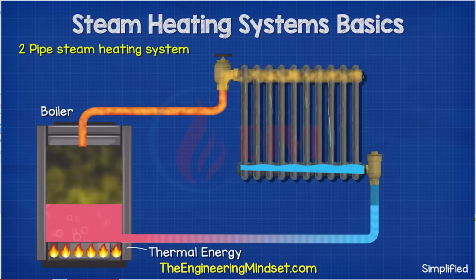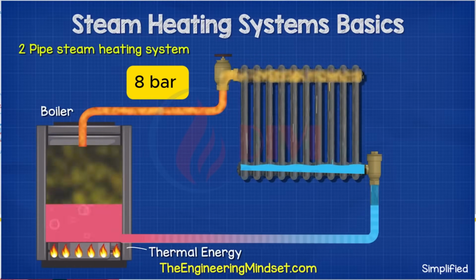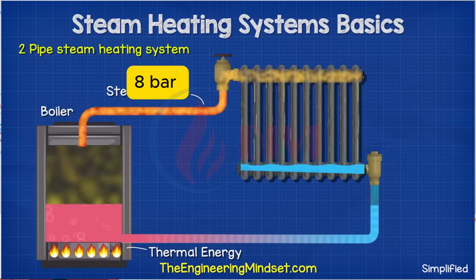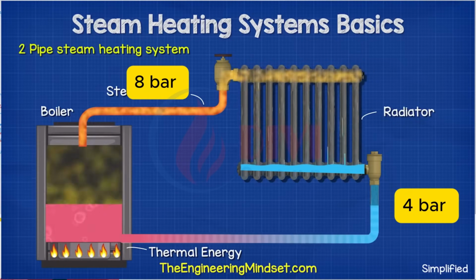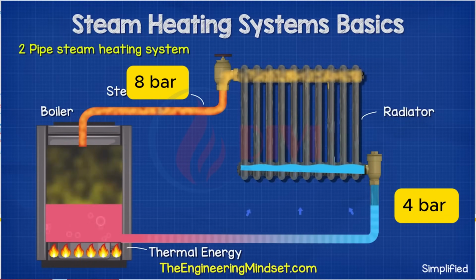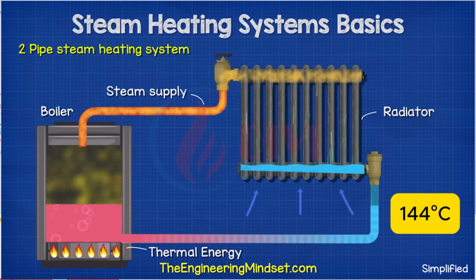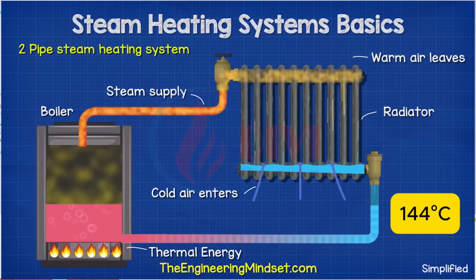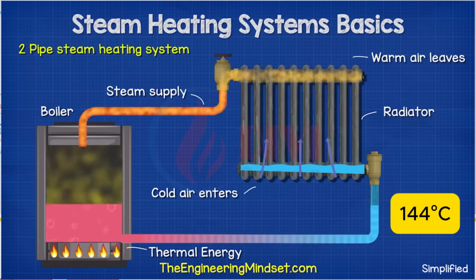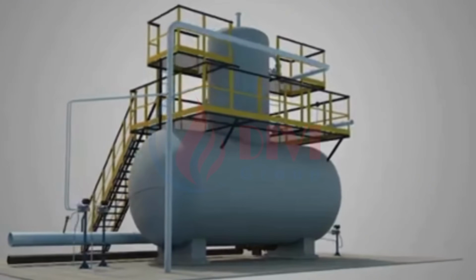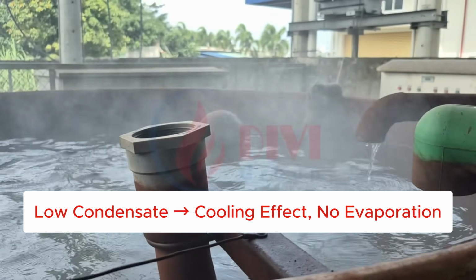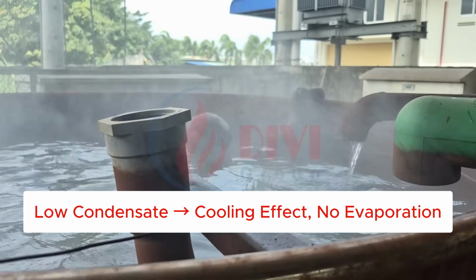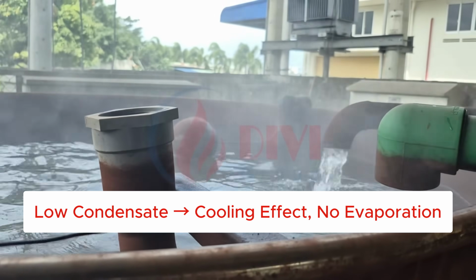Let's assume steam enters the system at 8 bar. After heat exchange, the condensate remains at around 4 bar. At this pressure, its temperature is about 144 degrees Celsius. This condensate is then pumped back to a feed water or deaerator tank. If the volume is small, cold water in the tank can cool it below 100 degrees Celsius, preventing evaporation.